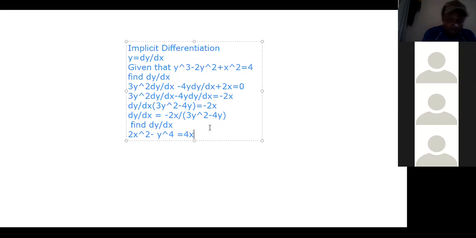You say x all over y cubed minus 1 all over y cubed. That is very long. Look at it. x minus 1 all over y cubed. Exactly. Who else? Daniela, what did you get? x minus 1 all over y cubed.